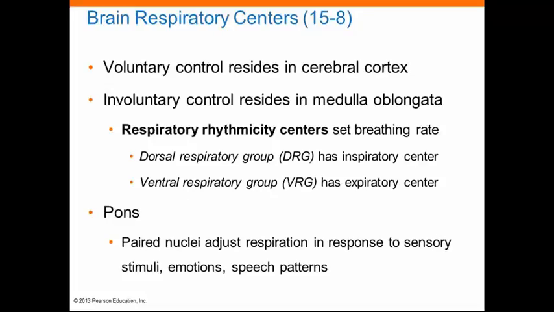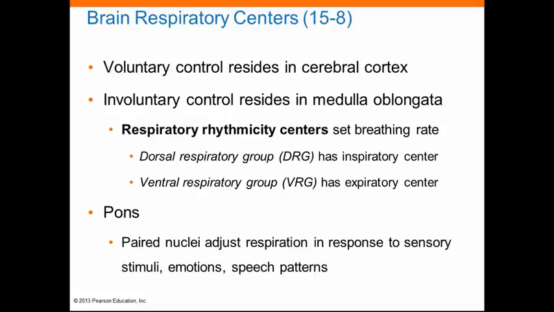Neural respiratory control has both involuntary and voluntary components. The voluntary control of respiration reflects activities in the cerebral cortex, and that affects the output of the respiratory centers or of motor neurons that control skeletal respiratory muscles.